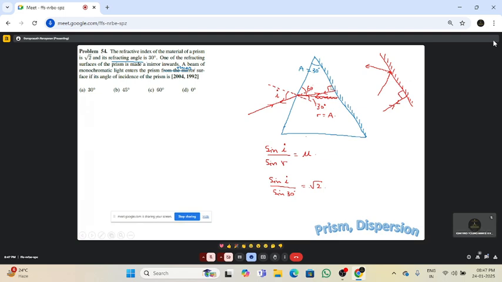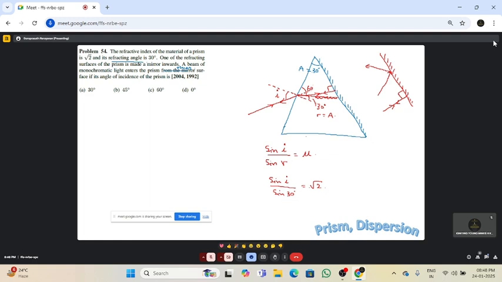So I'll repeat that. Listen carefully. This is 90 degrees, isn't it? Only if it hits normally will it come back along the same path. Otherwise it will go like this. So this is 90 degrees, and if this is 30, then this angle is 60. Then this angle is 30 degrees. Correct? So R is actually 30. So sin I by sin R. Do you agree? Yes, sir.